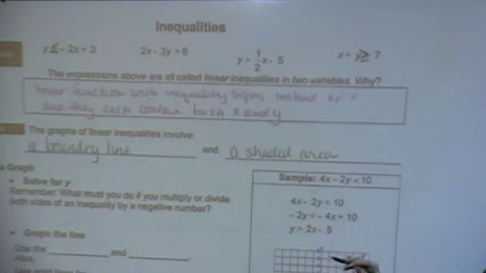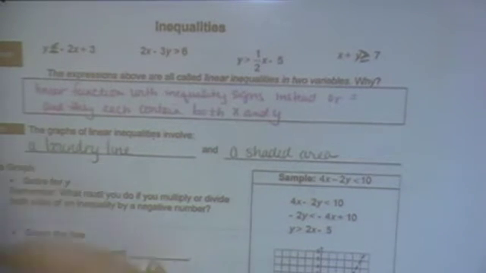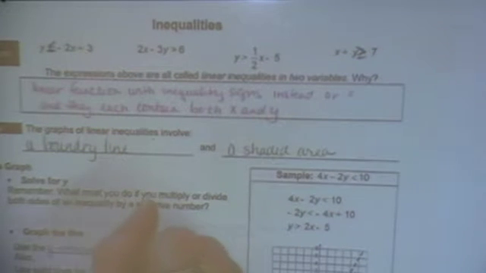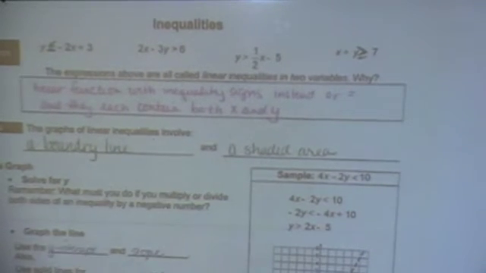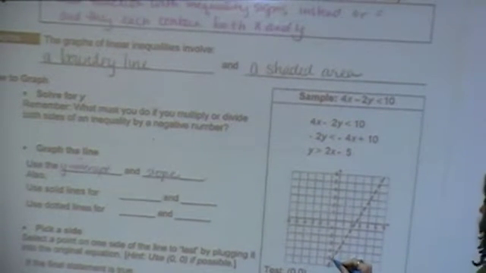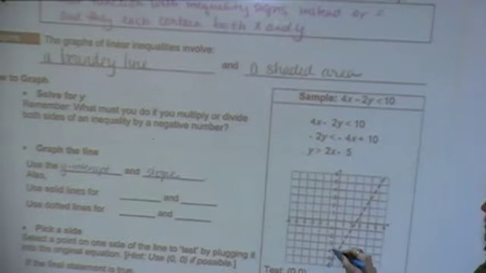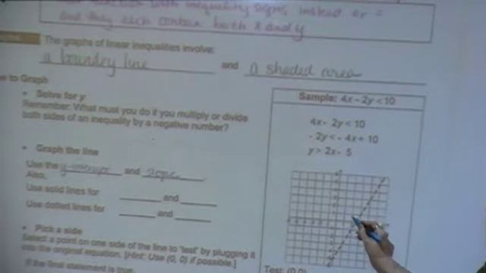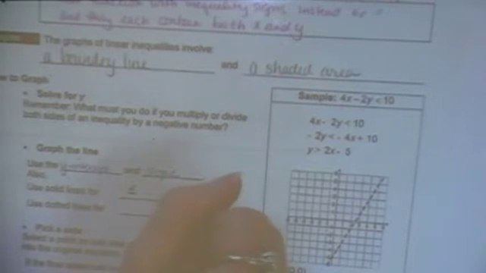Then you're going to graph this just like we've been graphing the last couple of days. Use the y-intercept and the slope. So their y-intercept on this particular problem was negative 5. So they went down here to negative 5, put a dot, and then their slope is 2, so they went up 2 over 1, up 2 over 1, up 2 over 1. You're going to use solid lines if you have less than or equal to and greater than or equal to. Dotted lines for the others.